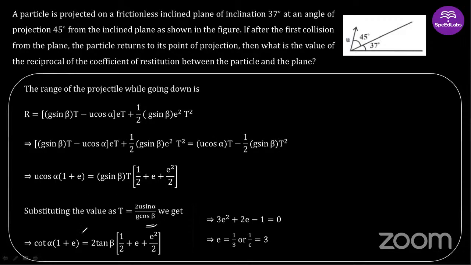Then we are saying we get this thing. What are these equations? Range is basically ut plus half at square. Ut plus half, one second, half a t square.